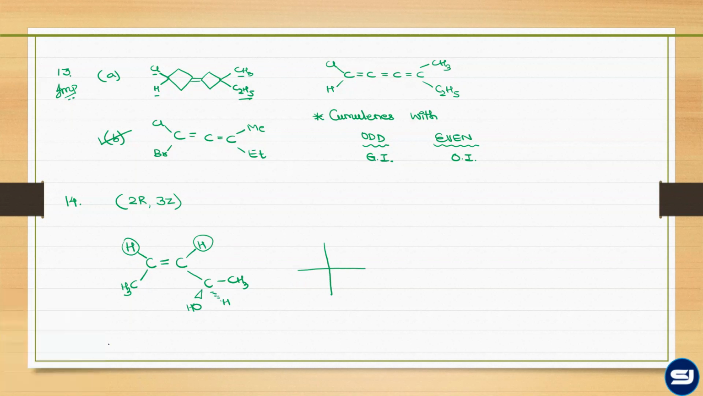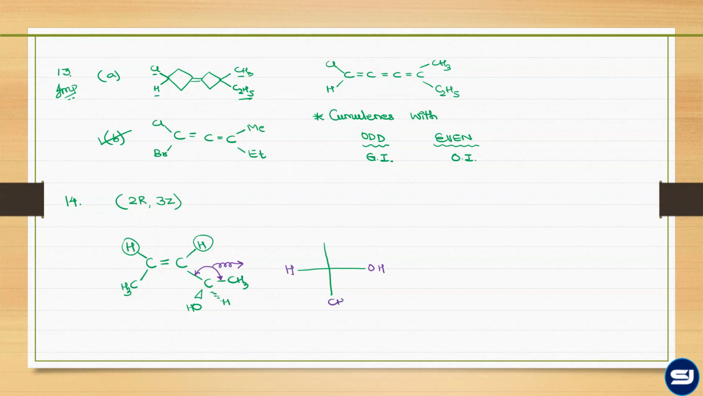If the angle is on the right, then the solid wedge comes on the right. An angle is to be seen between the two bonds in the plane. So here we see the angle, and the angle is on the right, so the solid wedge comes on the right. H will go to the left.